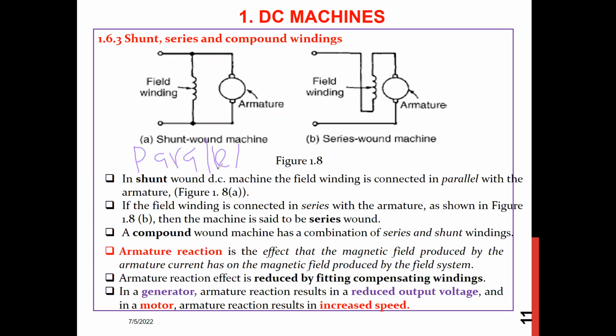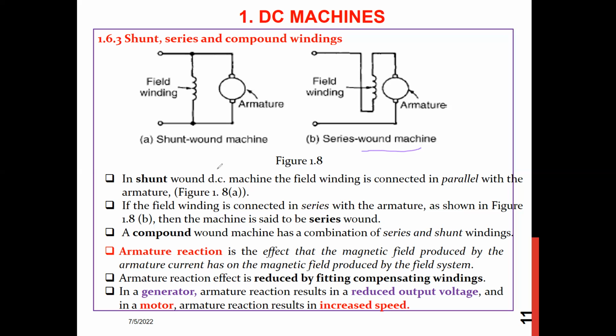In a shunt or parallel wound machine, the field winding is connected in parallel with the armature. You can see here the field winding connected in parallel with the armature. While in the series winding, the field winding is connected in series with the armature, as seen in figure 1.8b. So the machine is said to be series wound. A compound wound machine has a combination of both the series and the shunt windings.